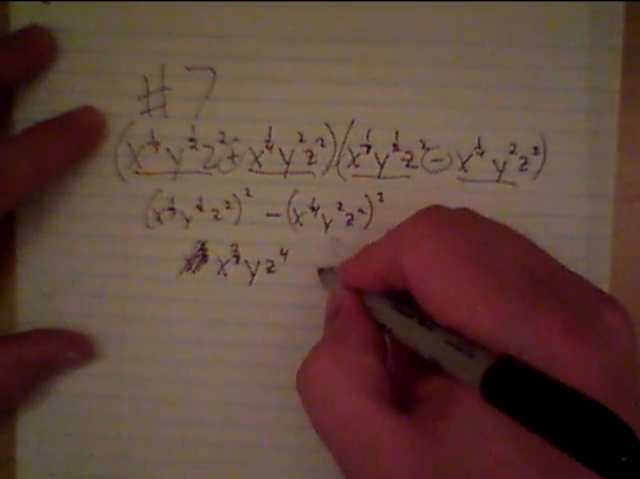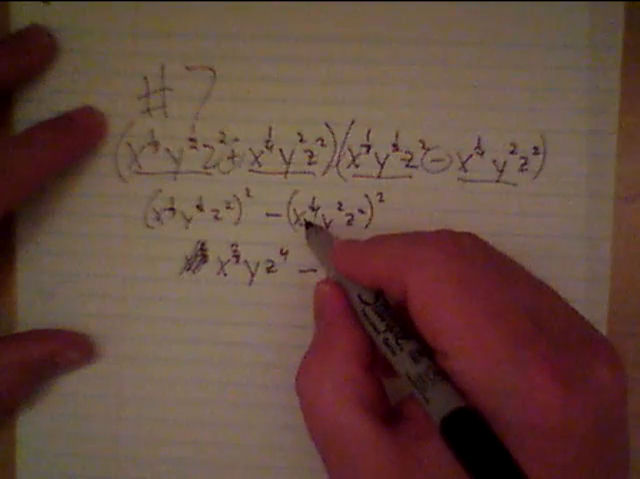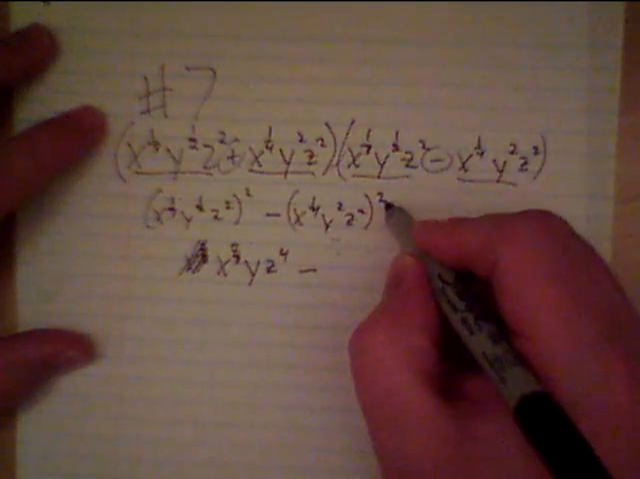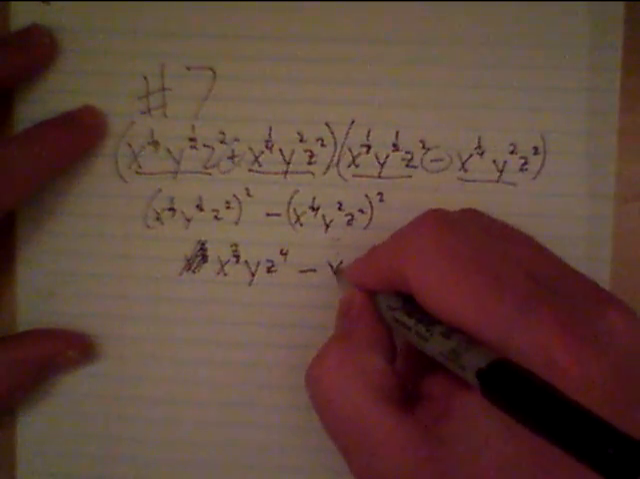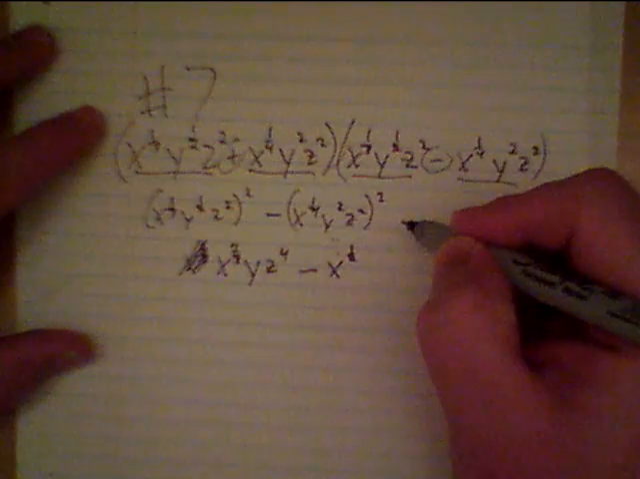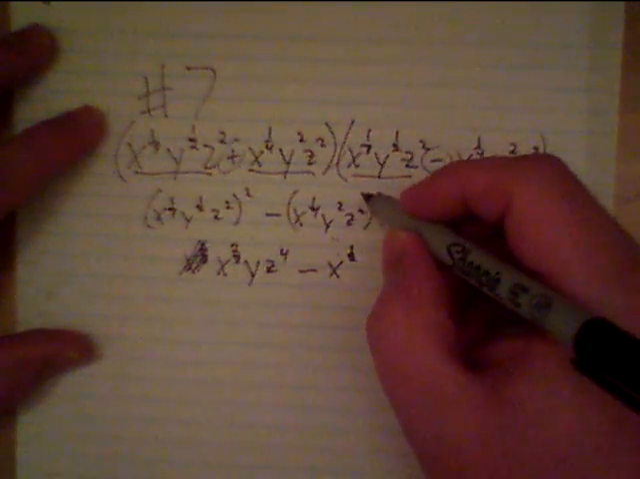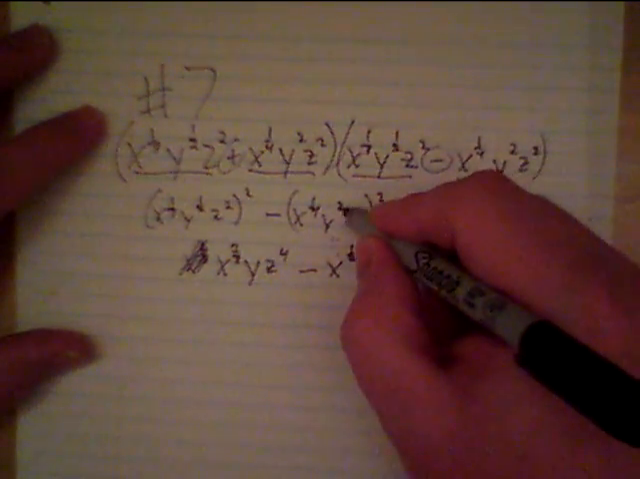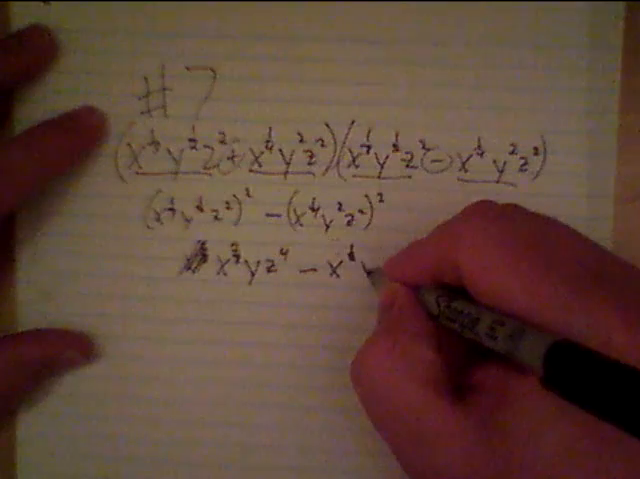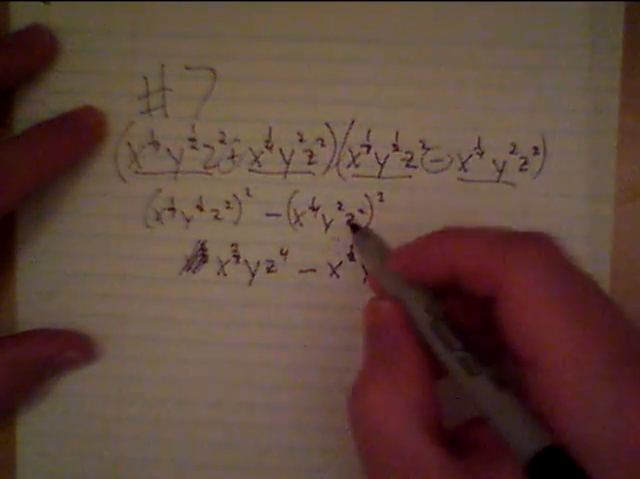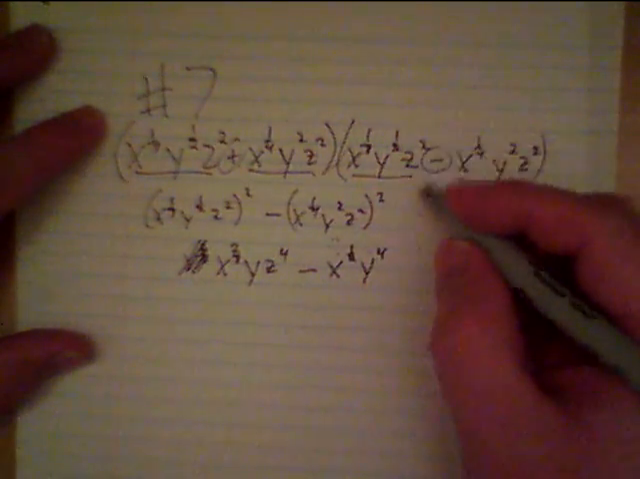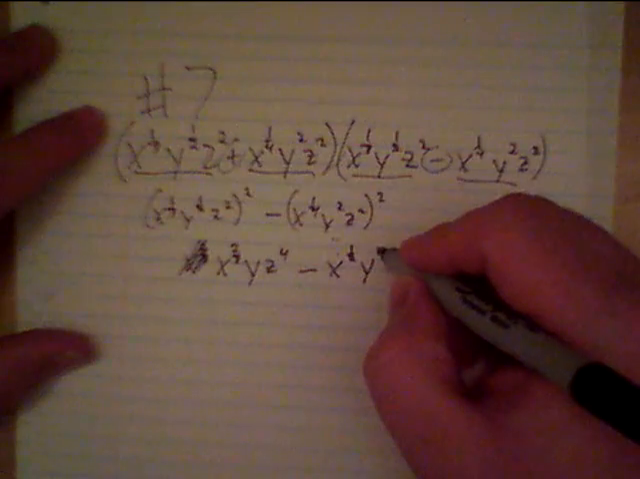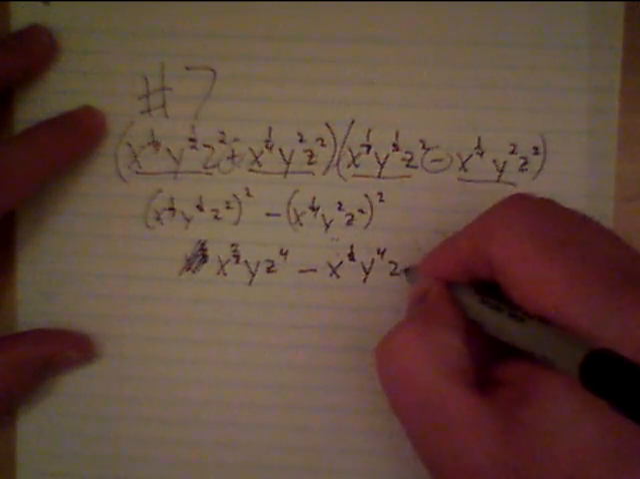Okay, so there's that term. Minus, and let's do the same thing here. x to the 1/4 squared, 1/4 times 2 is 2/4, or 1/2. y squared squared, we're going to multiply these exponents and get y to the 4th.